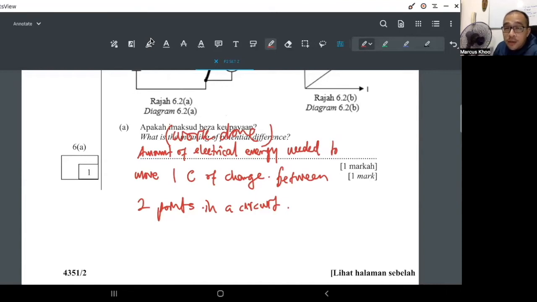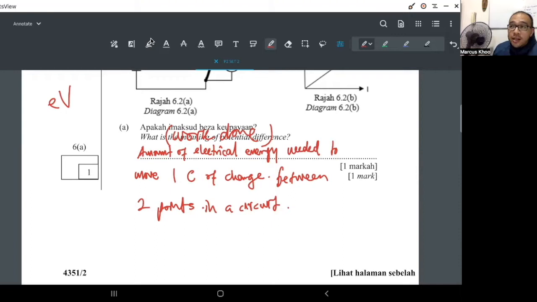The reason why I say amount of electrical energy is because when we talk about work, we always talk in terms of joules. When we talk about electrical energy, we're talking about the unit of electron volts, which is how we determine potential difference. I'm not saying that work done is wrong. The textbook definition is work done to move 1 coulomb of charge between two points in the circuit. But of course, I like my definition better because it specifically says electrical energy. In this case only, I can say electrical energy.